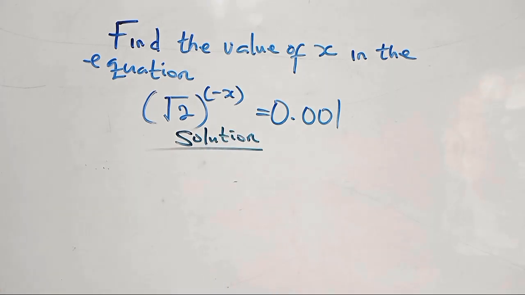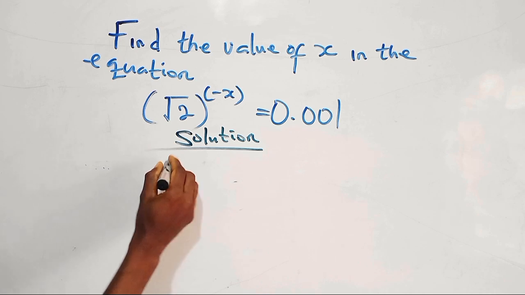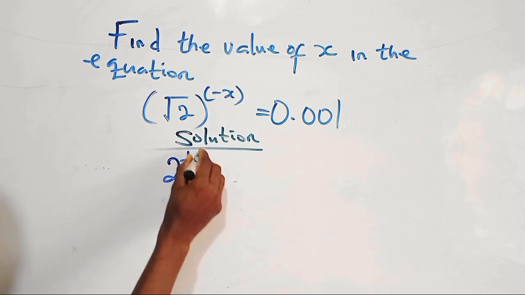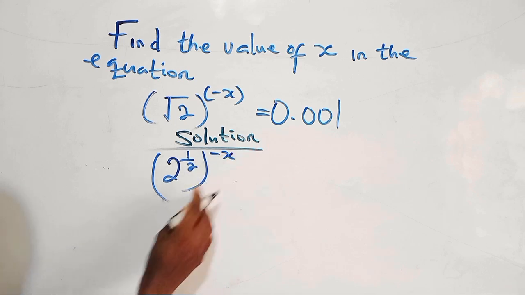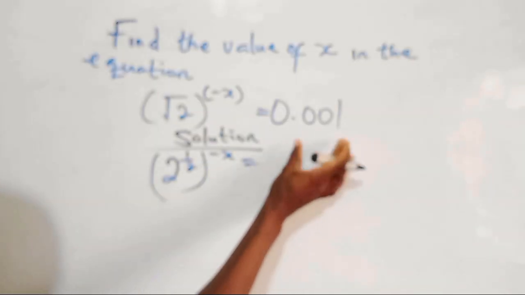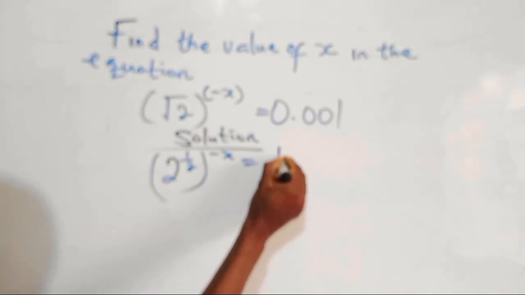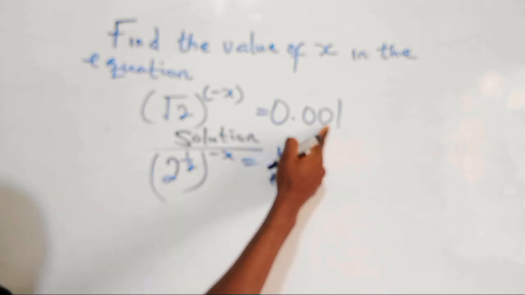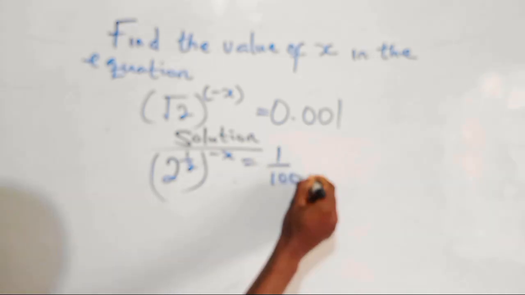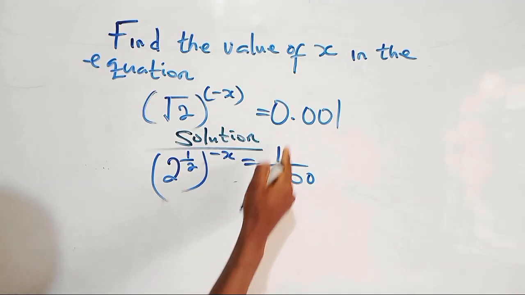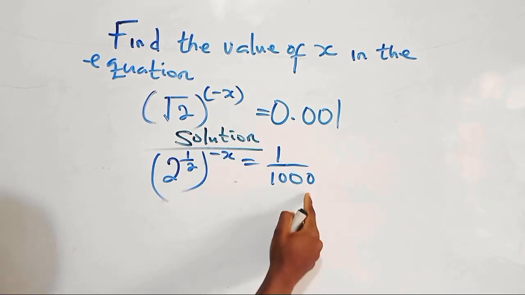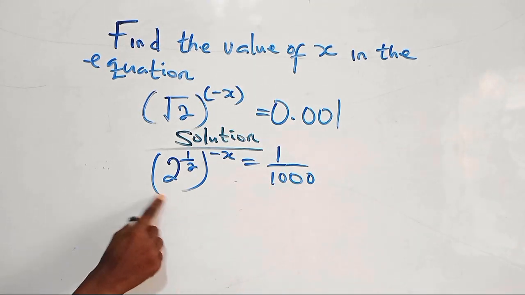Solution. So here we have root 2, so I can write this as 2 to the power half. Everything is raised to the power minus x, equals, I can change this to a fraction. So I have 1 over 100, so I have here 1 over 1000. When you change this to a fraction, the point turns to 1, every other number turns to 0. So you have 1 over 1000.